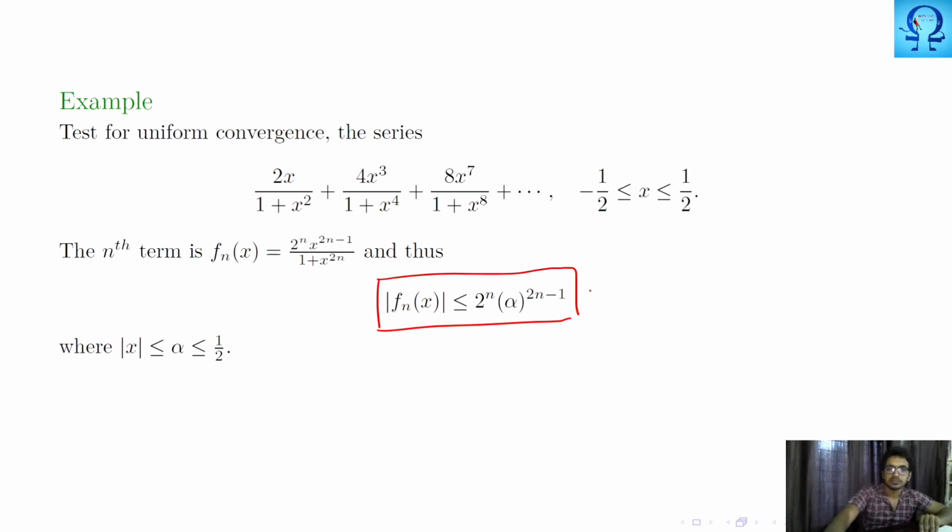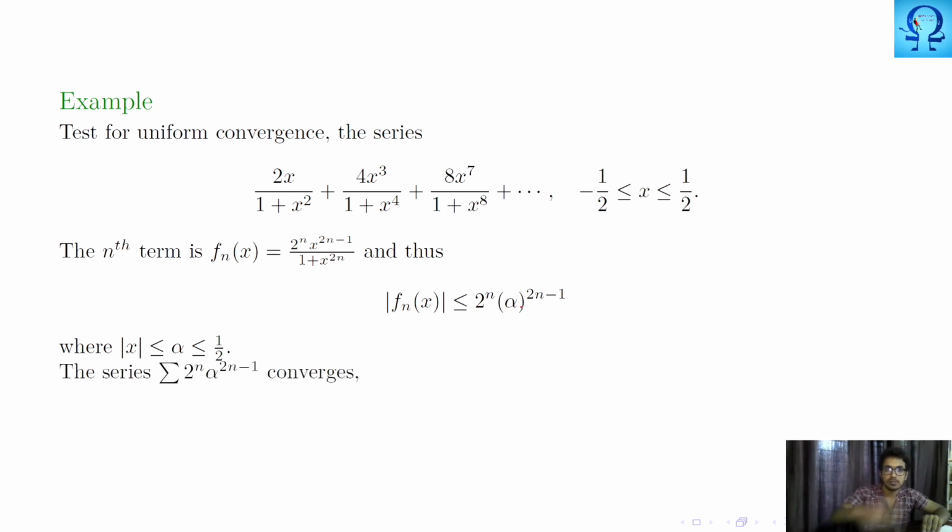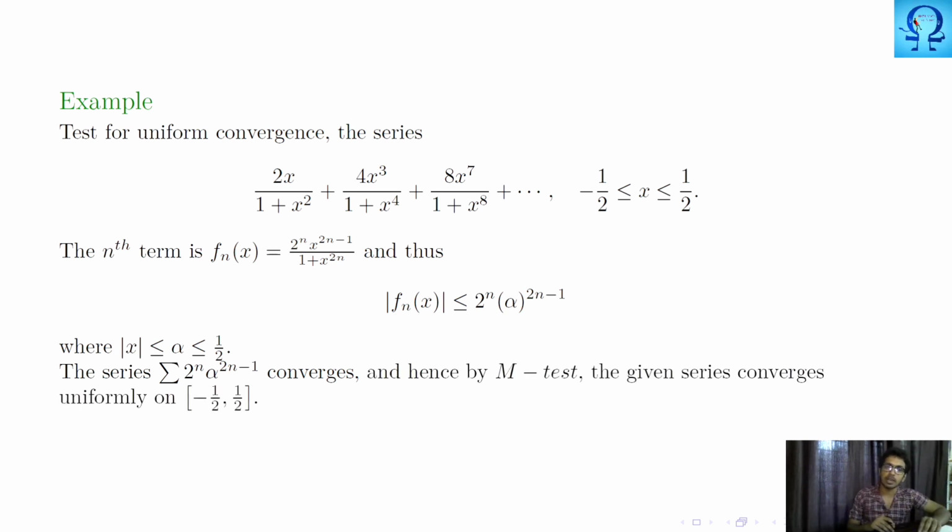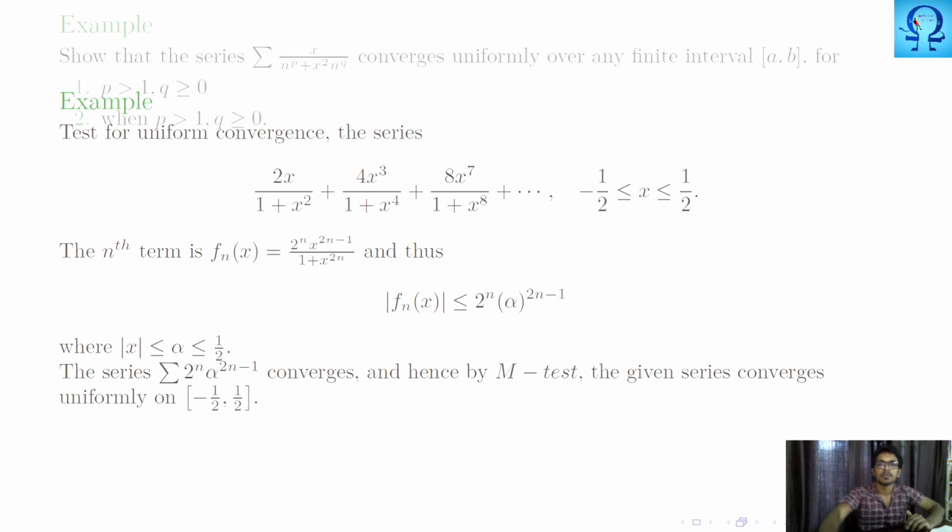Okay. And yes, this alpha is some quantity which lies between 0 and half. Therefore, the series on the right hand side converges. By using the M-test, we come to the conclusion that the given series is uniformly convergent on the given interval.